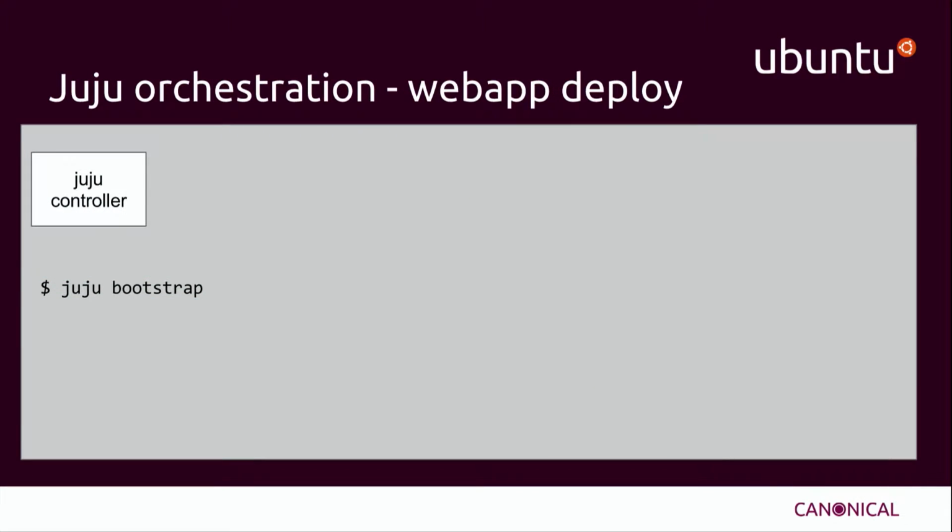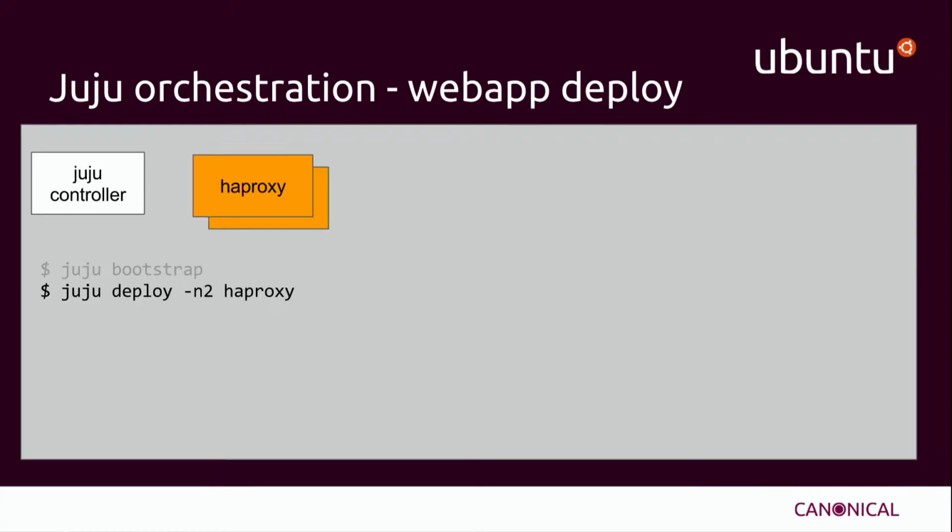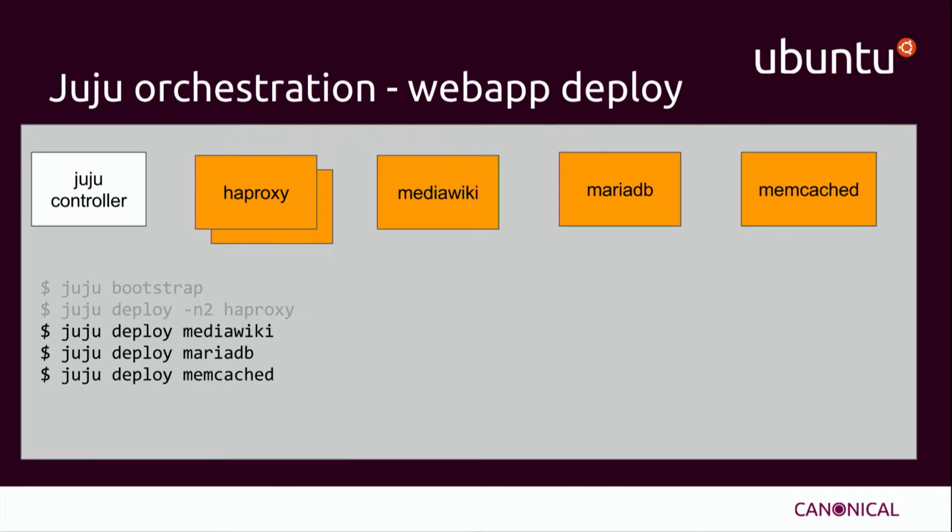Let's take an example. For example, we want to do a web app deploy. Juju has a central agent approach, so we need to deploy a controller. We do this by bootstrapping the environment and say that we want to deploy, for example, two units of HAProxy as our front end. We do that by the CLI. And then we would have what is there with all these units.